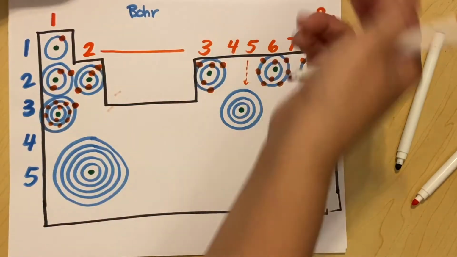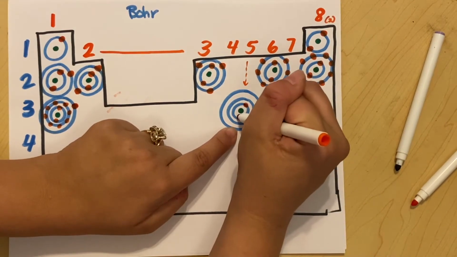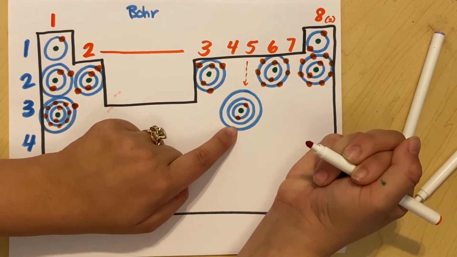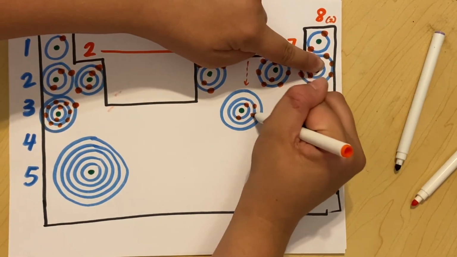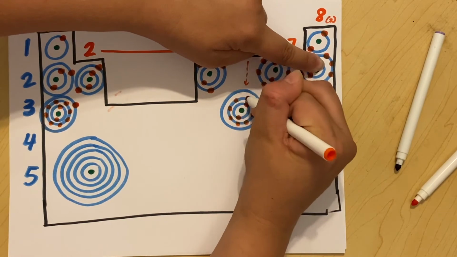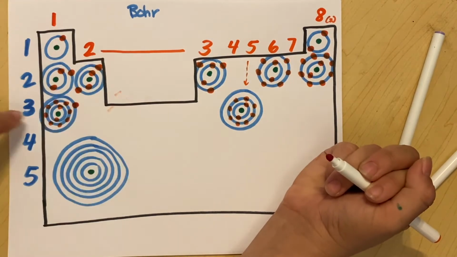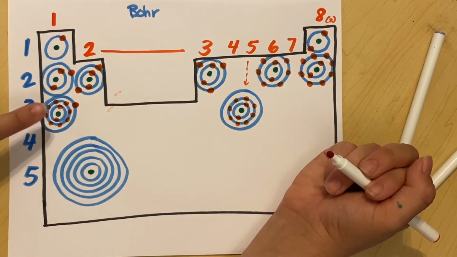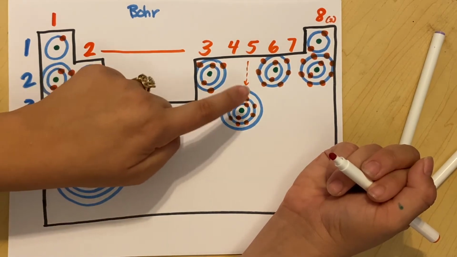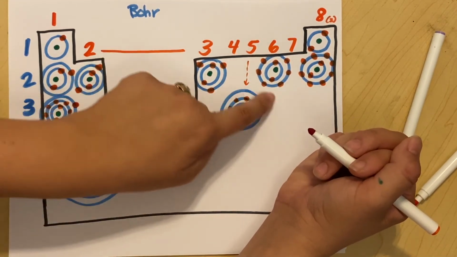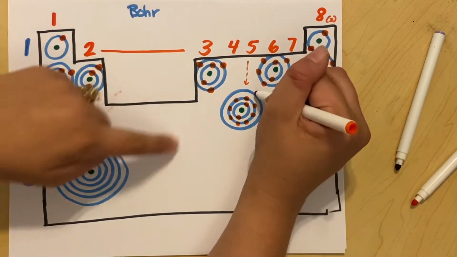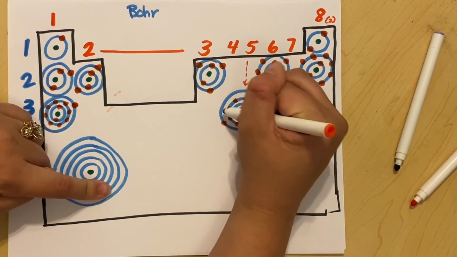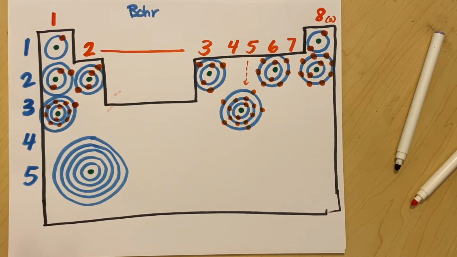So right here, 1, 2 on my first shell, 8 on my second shell, and then counting across to get here to phosphorus would be 1, 2, 3, 4, 5. So this should have 5 electrons on my third shell, on the third period. 1, 2, 3, 4, 5. You get the idea, hopefully.